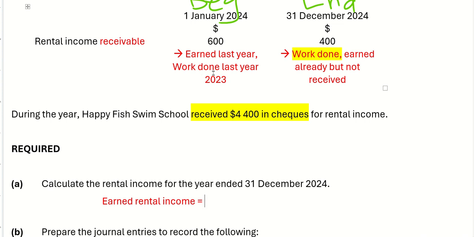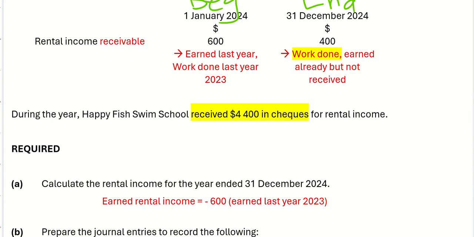Let me ask it in another way. When did we do the work? Did we do the work in 2024 or in 2023? We did it in 2023, right? We actually didn't do the work this year. So we cannot say that we did the work this year. So you must minus $600. Why? Because it was earned in 2023, last year.